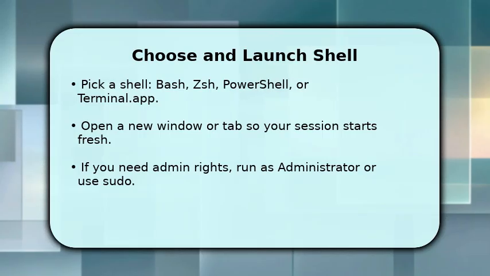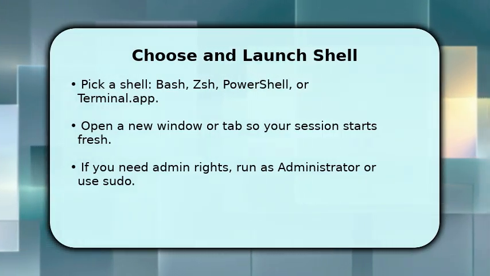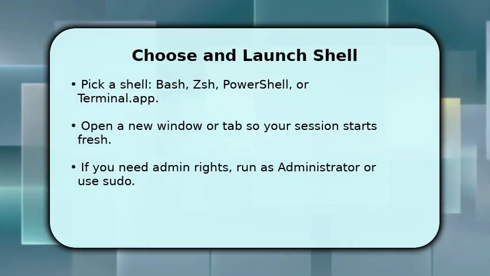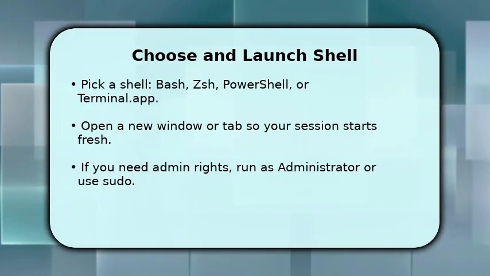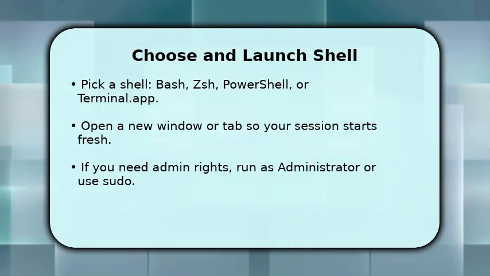Open a new window or tab to keep work organized. This prevents losing output from previous tasks. If a task requires elevated privileges, run the app as administrator or prefix commands with sudo on Unix systems. Doing this now prevents permission failures later.